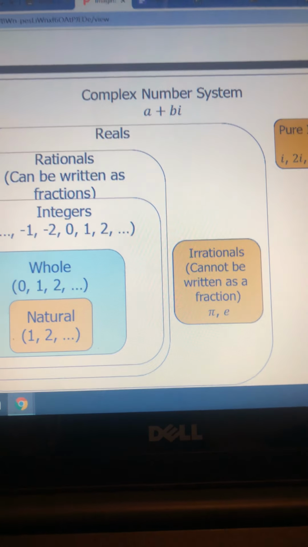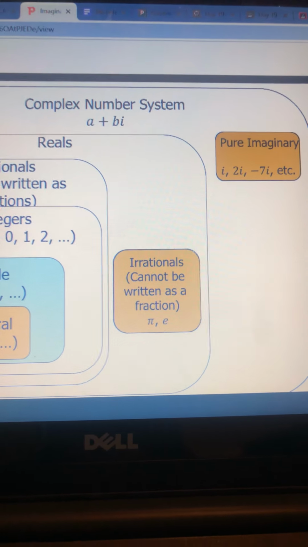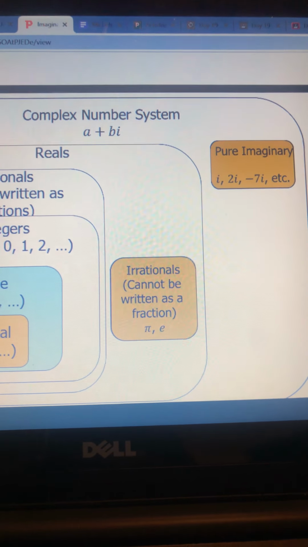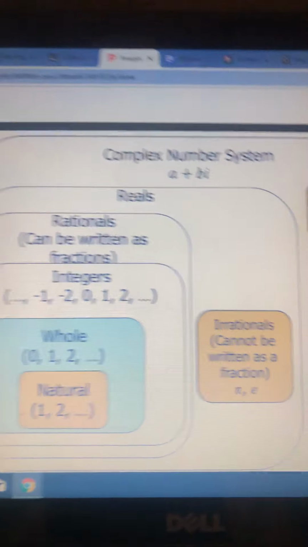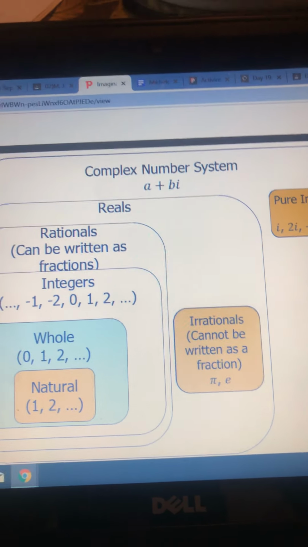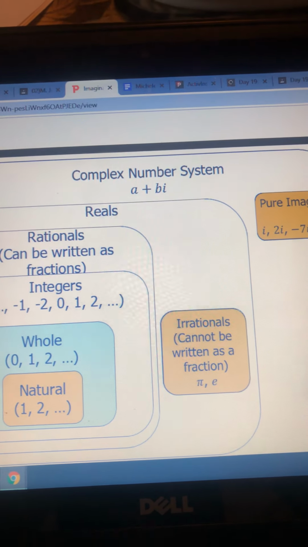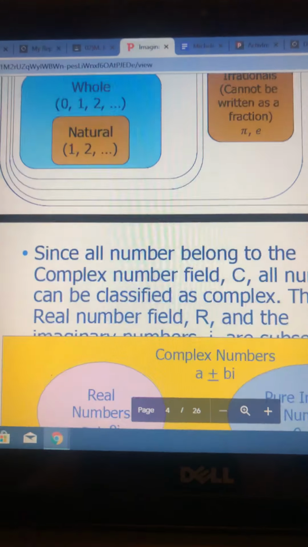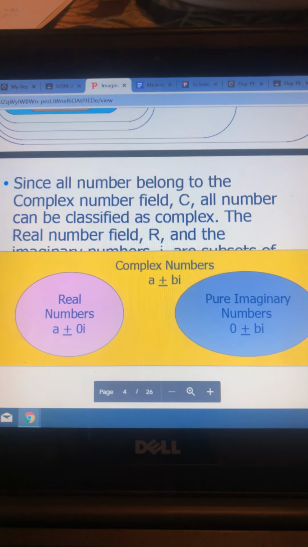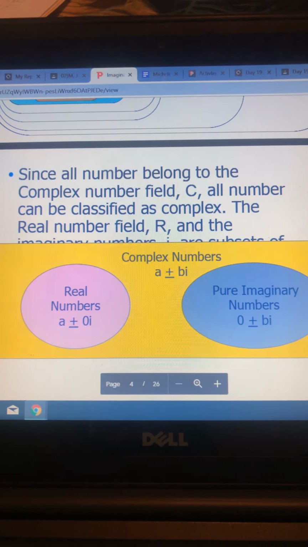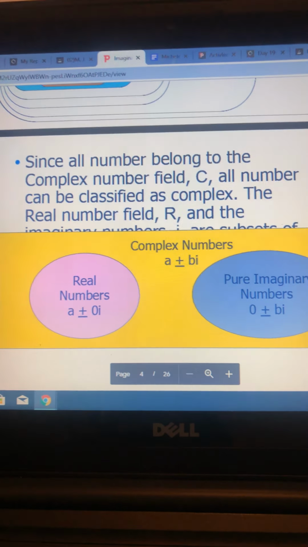But then we also have our complex numbers, and complex numbers contain real numbers and imaginary numbers in them. So i is an imaginary number. If we look at a plus bi, a and b would be real numbers. For instance, 3 plus 7i is an example of a complex number. Now, since all numbers belong to the complex number field, all numbers can be classified as complex. The real number field and then the imaginary field, which is i, is kind of blocked out here.